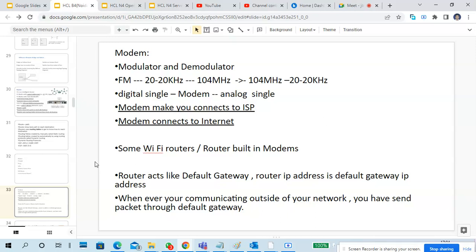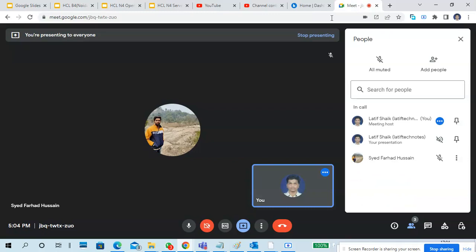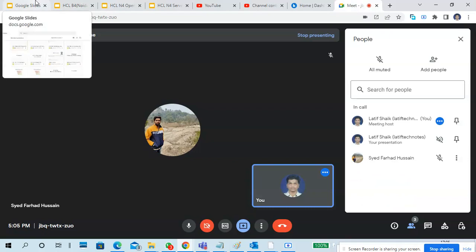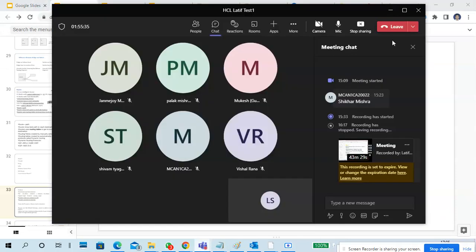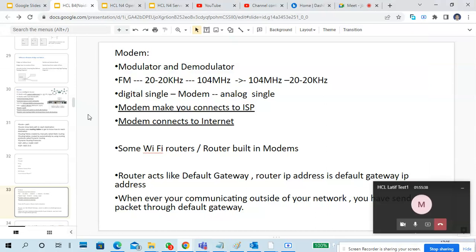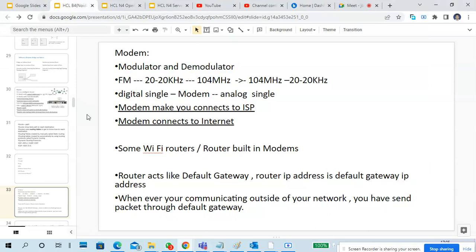So what is a modem? Modulator and demodulator. So what is a modulator? For example, here in this example I have given FM radios. A lot of people know FM radios. A lot of people don't know AM radios, like shortwave radios. All India Radio is an AM radio.